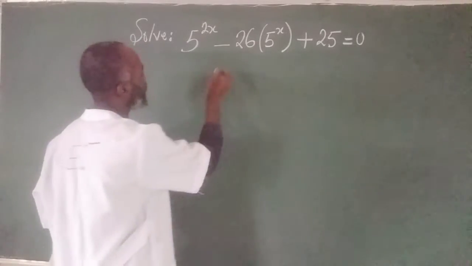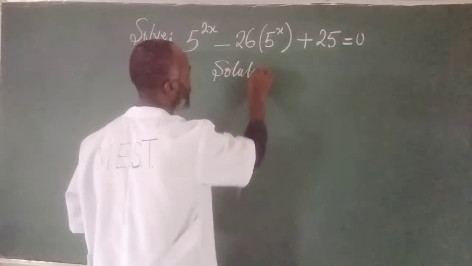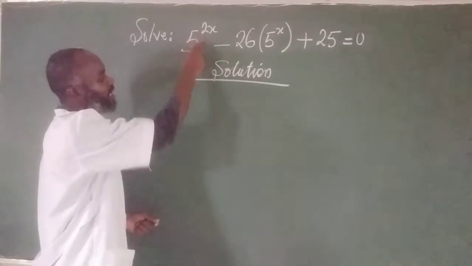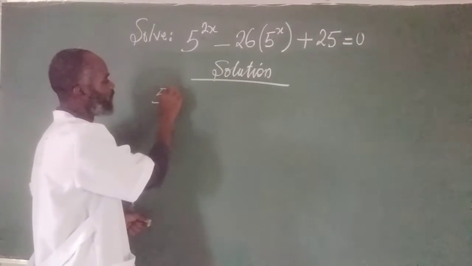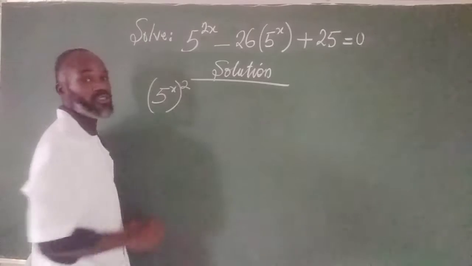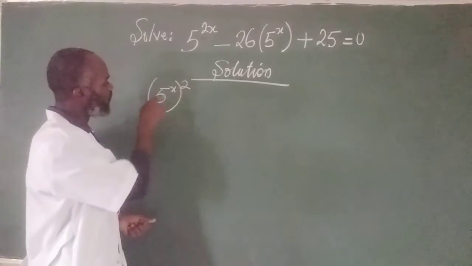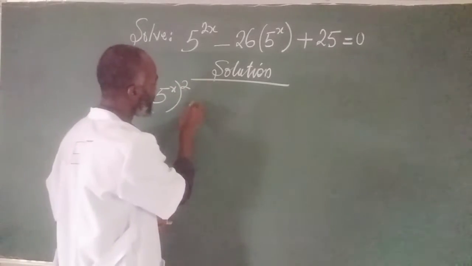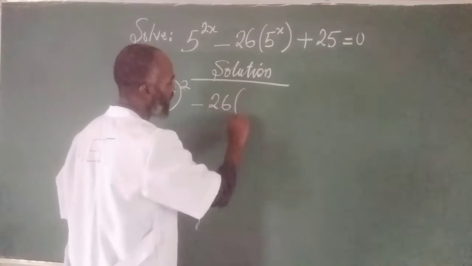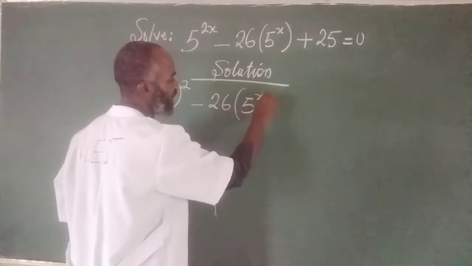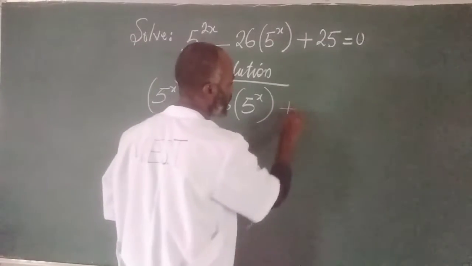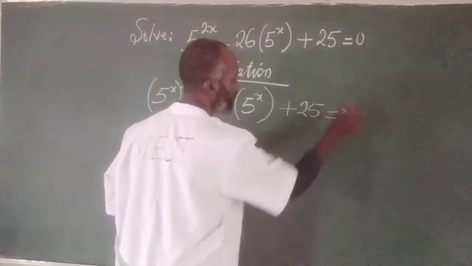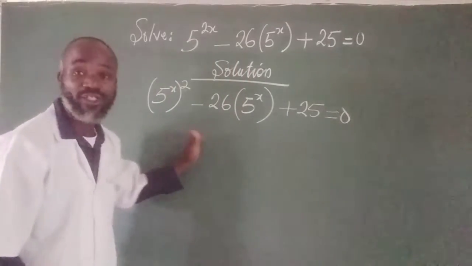So the first thing, we write down our solution. We need to split this into (5^x)^2, that is 5 exponential x raised to power 2. Then we maintain the minus 26, and we retain that 5 exponential x again, and then plus 25, all equal to 0. That's the first thing that we need to do here.